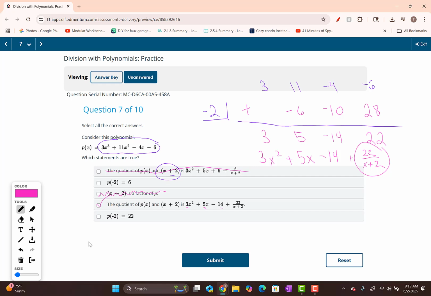And then finally, we know the answer when we substitute negative 2 for p, we should equal the remainder in this problem, which is 22 and not positive 6. So those two are the answer choices for this problem.